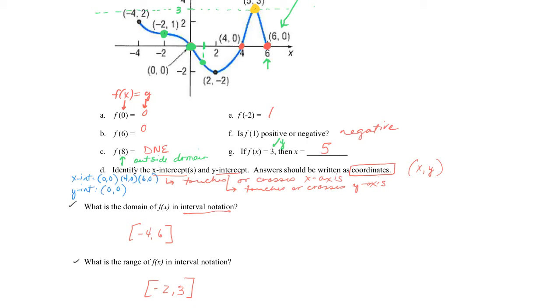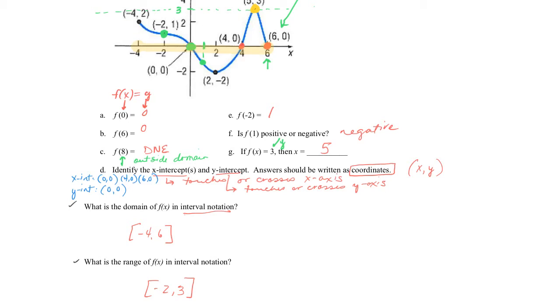When I'm reading the graph from left to right, my smallest x value is at -4, and then I read across, my largest x value is at 6. That was a closed circle there at 6, 0, so both of those values are included, and so you should have -4 to 6 with brackets.